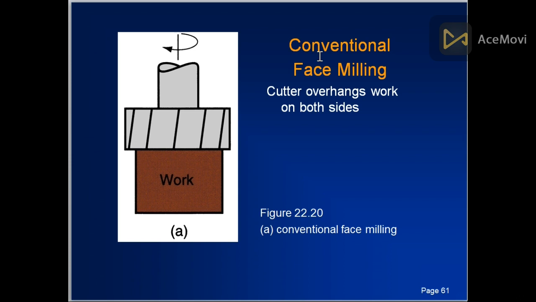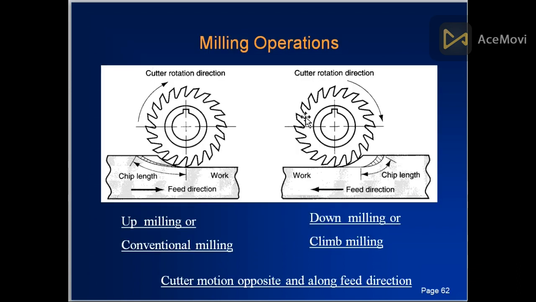Conventional face milling is simply turning over the work part, cutting overhangs on both sides. In a milling operation, if the cutter rotation is in this direction, this is known as up milling or conventional milling. And if the cutter is moving inside, this is known as down milling. In this, the chip length is higher. In this, the chip length is a little bit lower. In this, the feed direction is this, and in this, the feed direction is moving toward the moving cutter.